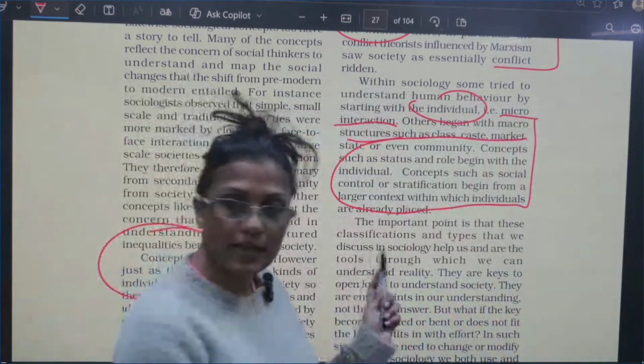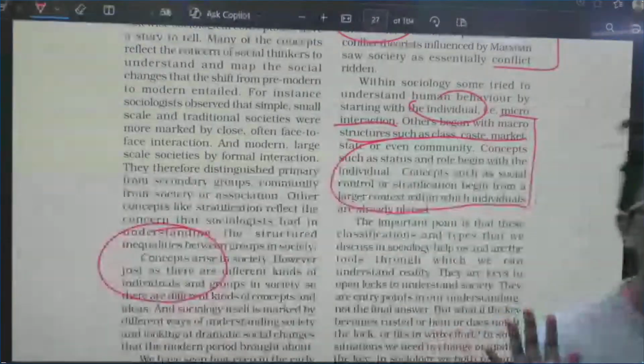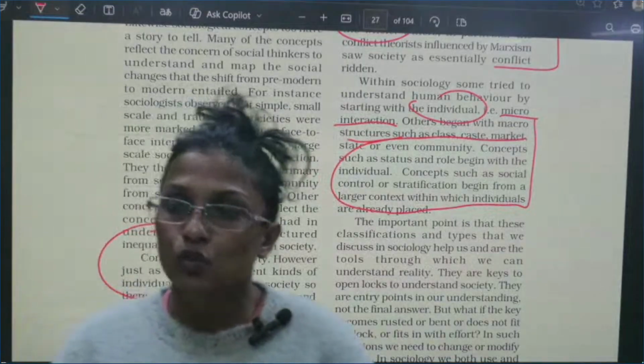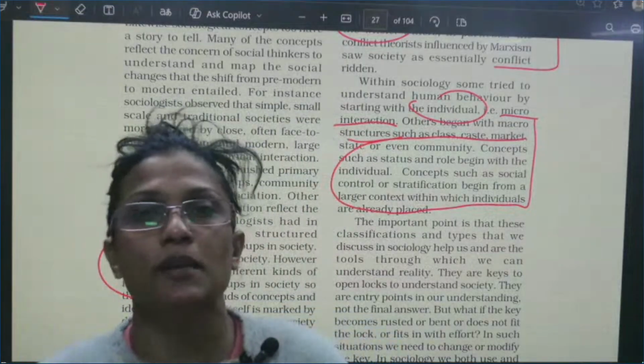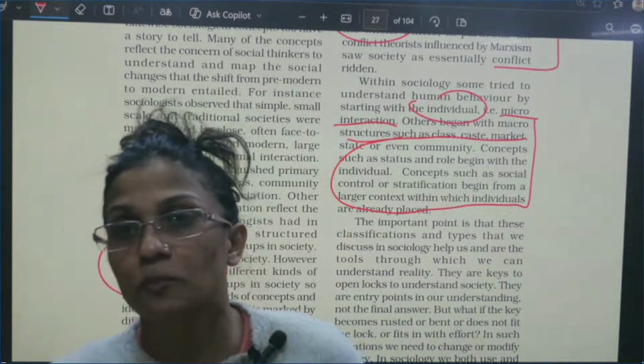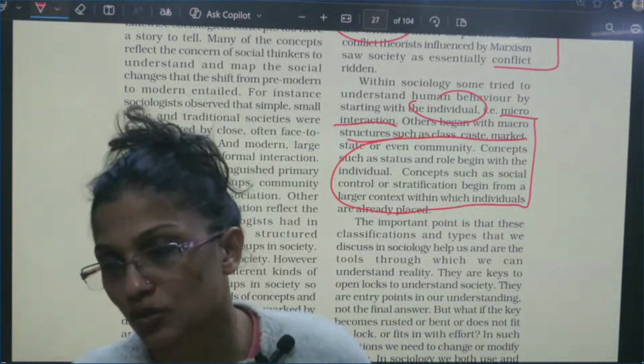Okay, understand the difference between micro and macro sociology. Karl Marx, write on the side, Karl Marx is a macro sociologist. Emile Durkheim is a macro sociologist. Max Weber is also a macro sociologist.